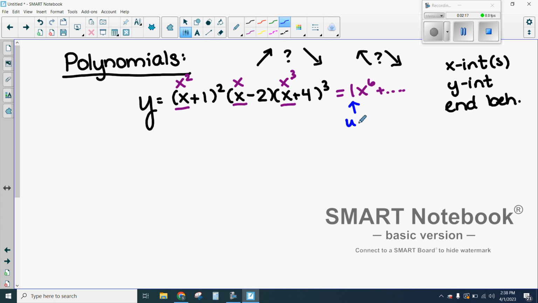The 1 being positive tells me my graph goes up as I move to the right. The 6 being an even number means both ends go in the same direction. So I know that the end behavior for my graph is I'm going to go up to the right and up to the left.